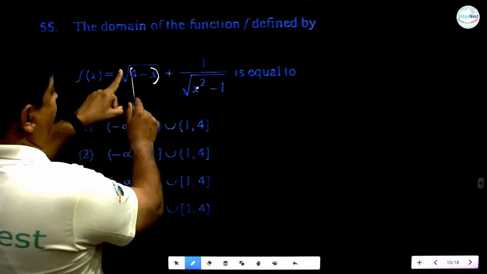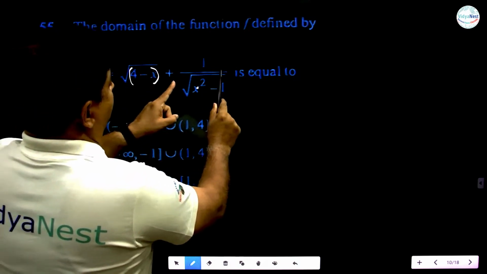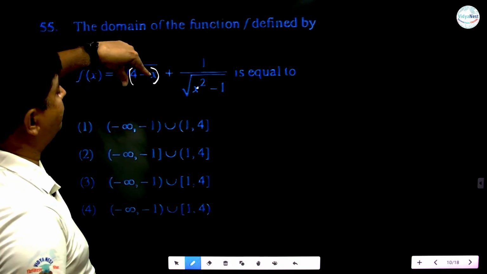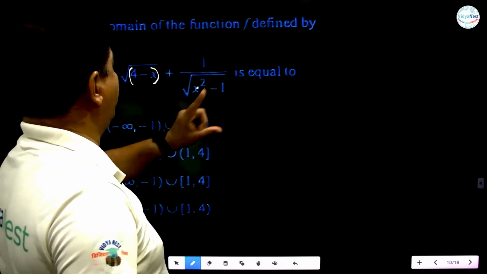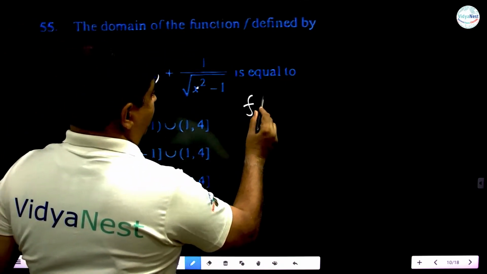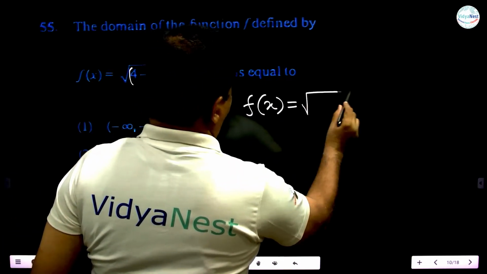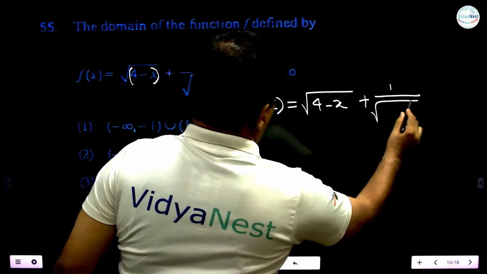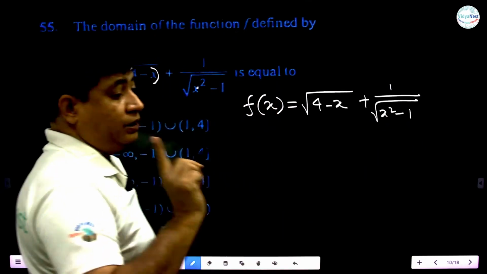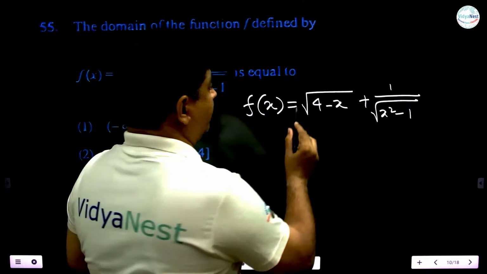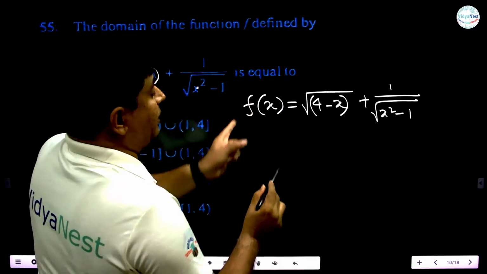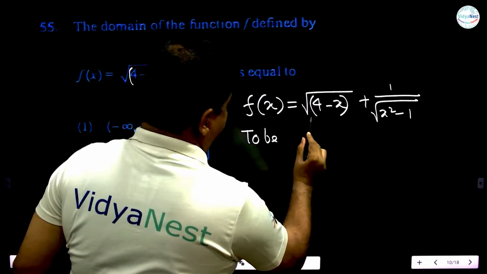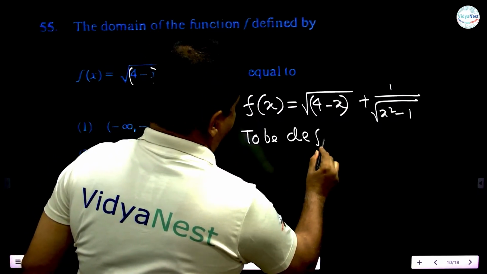One, for the first, here it is the conjunction of 2 functions. One is √(4 minus x), another is 1/√(x square minus 1). Conjunction of 2 functions. So 2 things to be remembered. For the function to be defined, 2 cases will arise.